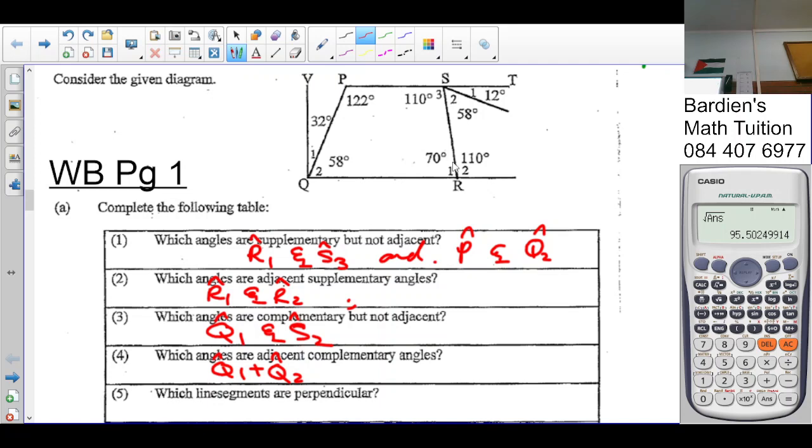Which line segments are perpendicular? What does perpendicular mean? Standing at 90 degrees. So which line segments are perpendicular? Sorry? There's no line P on.